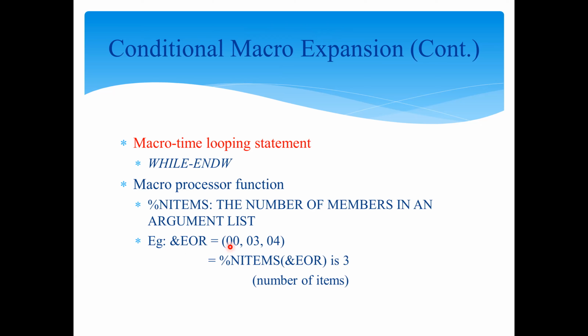This is an example for a list. In round brackets, the values are separated with commas. And this is a list. So %NITEMS, using %NITEMS, in brackets you have to pass the name of the parameter. If you calculate this statement, you will get the value 3 because you have 3 items in the list. So if you use this statement in the program, you will get the value 3.